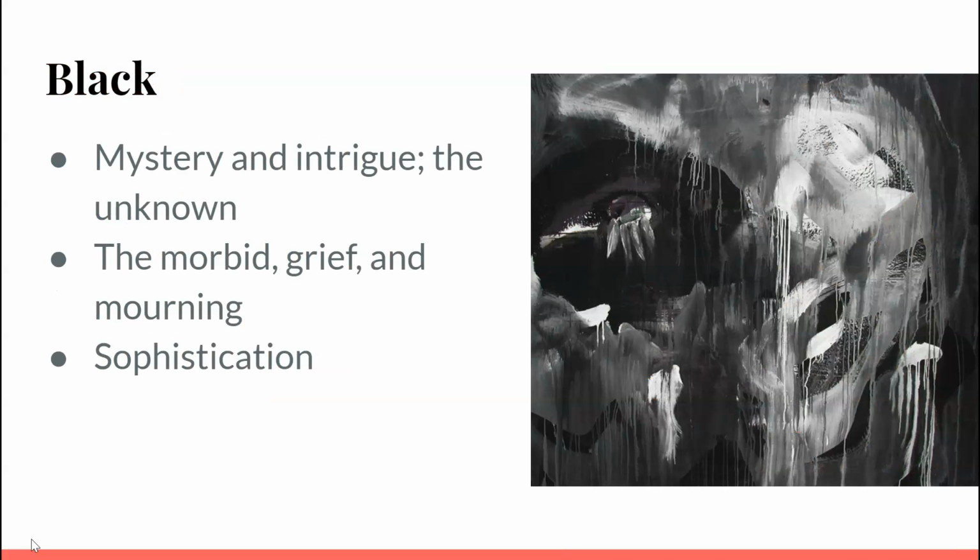Black. With black, we get mystery and intrigue, the unknown, the unknowable. We also get things like the morbid, grief, mourning. Oftentimes, evil is represented with black. But black is also, in many cases, the color of sophistication. Like when we talk about a black tie affair, that means like a very fancy party.